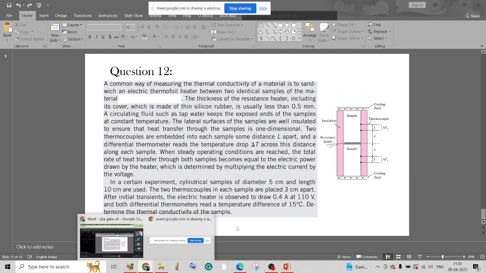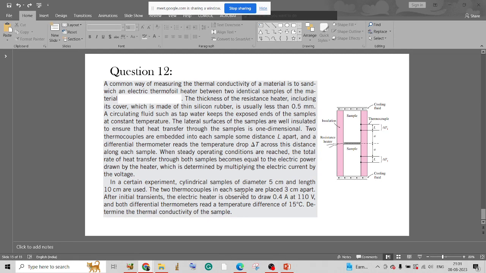First we have to calculate the power, because here the ampere, that is the current, and the voltage are already given. From there we can find out the power, and it is already said that it is equal to the heat flux, right? Not heat flux, basically the heat that is transferred. So we can find out the heat transferred, and by calculating the area, all the dimensions are given, we can clearly find out K, that is the thermal conductivity.